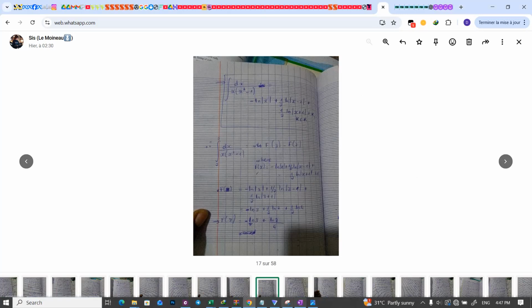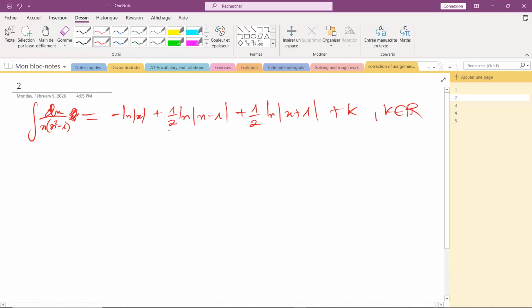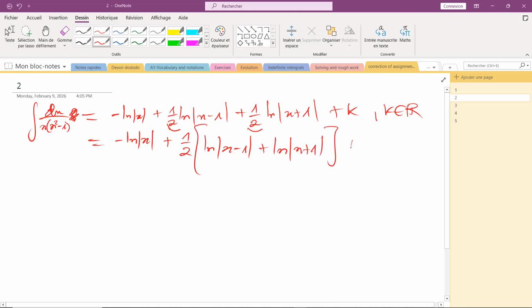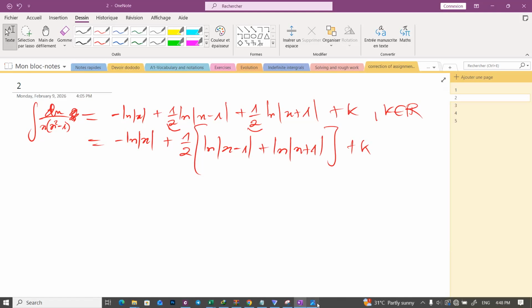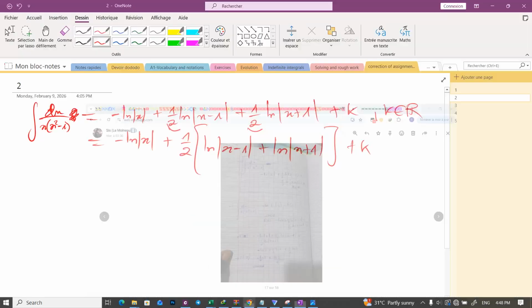So what I'm saying is this. Instead of working with a long expression like this, where there is a half here and a half here, you can write this as minus ln of the absolute value of x plus a half into what? Into ln of the absolute value of x minus 1 plus ln of the absolute value of x plus 1, plus the constant k. Let me verify things. Okay, exactly.